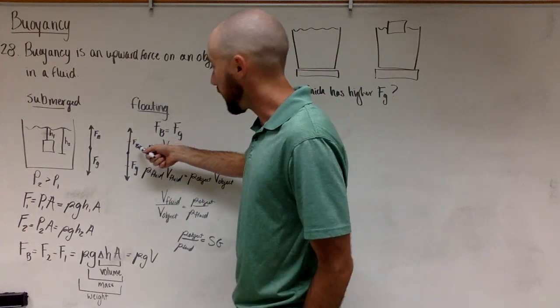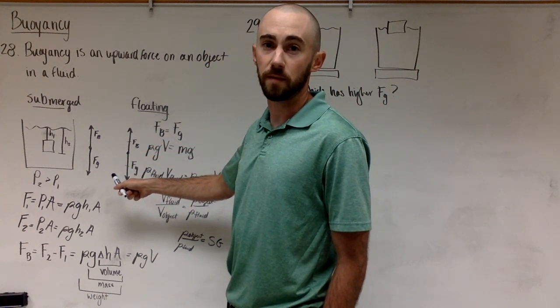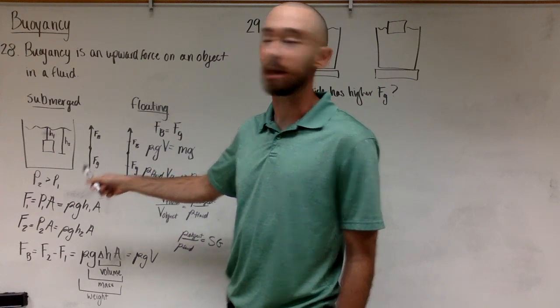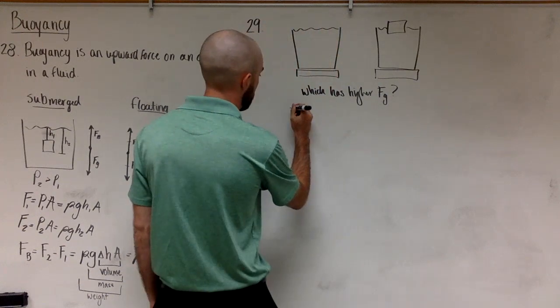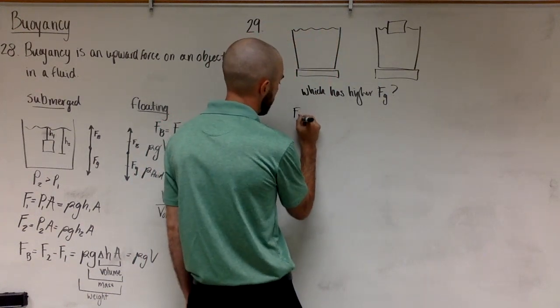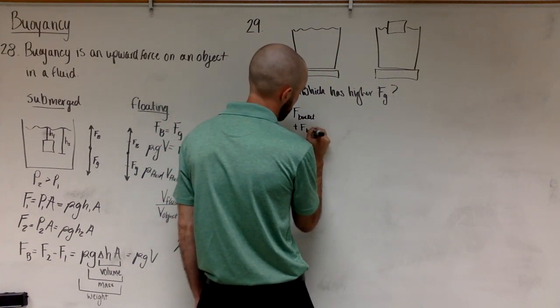If you remember over here, we have that our buoyant force is equal to the gravitational force. So the amount of water that it's displacing is going to be exactly equal to the weight of the block. So if we look over here, on this left side, we should have just the bucket. If we want to look at the forces of it, this is just going to be F bucket plus F water.